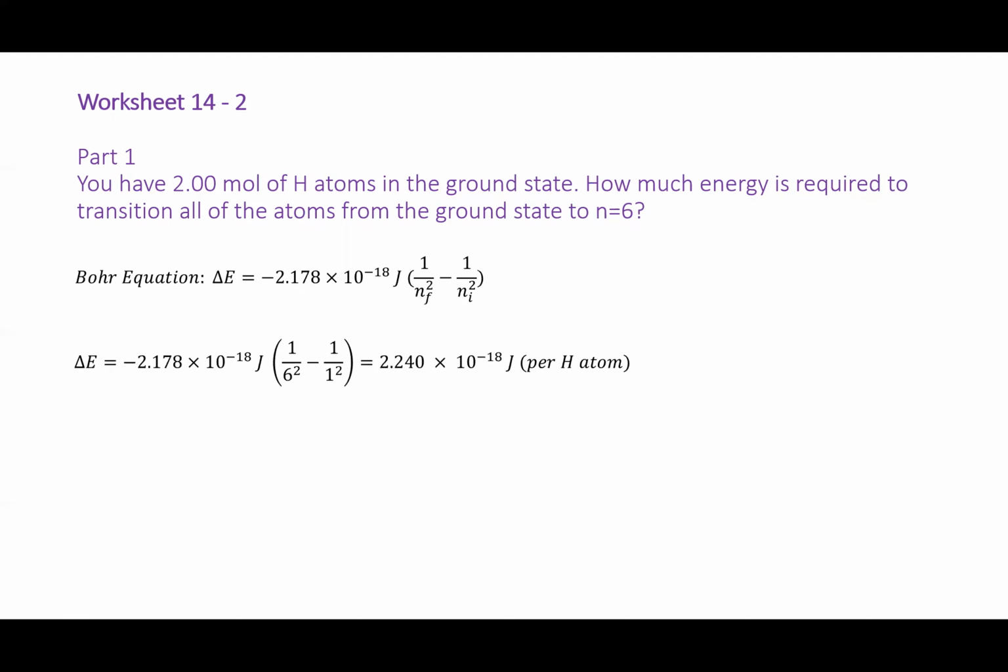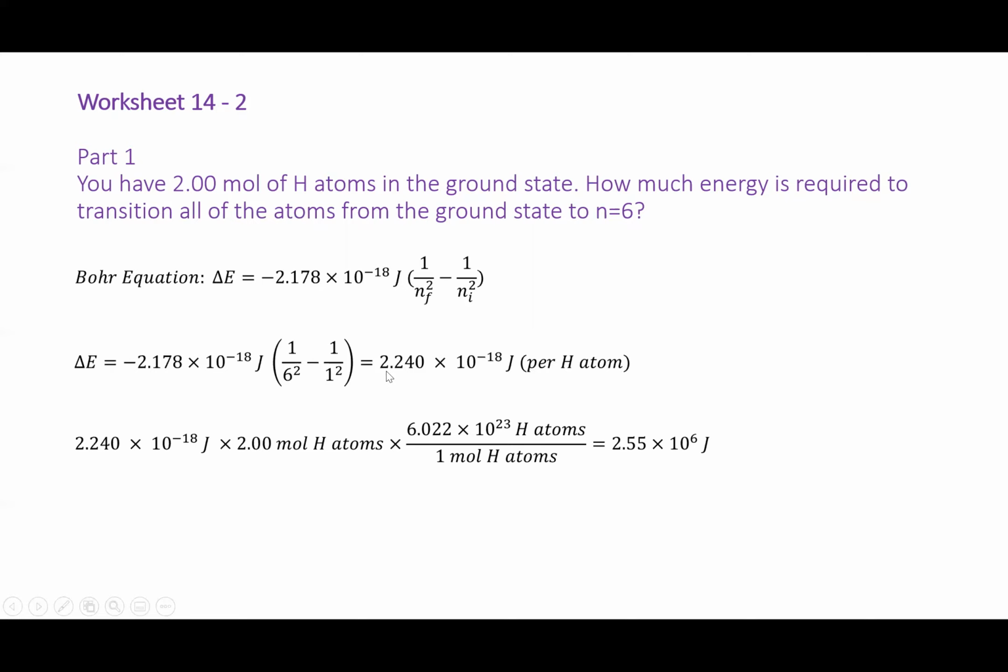However, we're not done yet because it's asking for the energy required for 2 moles of hydrogen atoms. So now I have to figure out what that is for 2 moles of hydrogen atoms. Using this number that I have here, 2.240 times 10 to the negative 18 joules, I multiply it by 2 moles of hydrogen atoms, and I know that for every mole of hydrogen atoms, I have 6.022 times 10 to the 23rd hydrogen atoms. This is Avogadro's number, and I am getting 2.55 times 10 to the 6 joules.